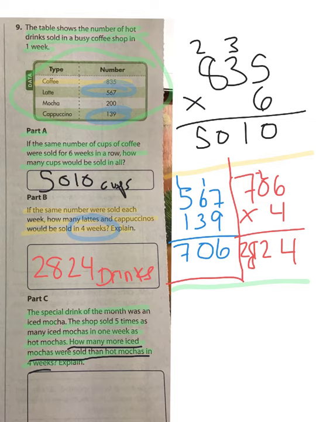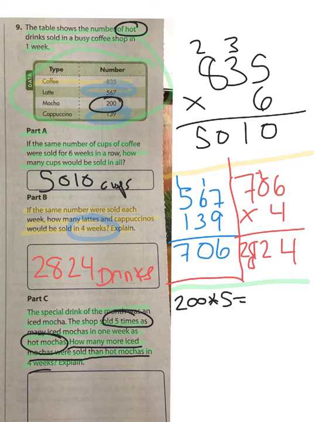The special drink of the month was an iced mocha. The shop sold 5 times as many iced mochas in 1 week as hot mochas. So we can see that a mocha they sell 200. And that is for a hot mocha because all of these drinks at the top are hot. If you look at the top, it says number of hot drinks. So if we know that they sold 5 times as many, we're going to do 200 times 5.